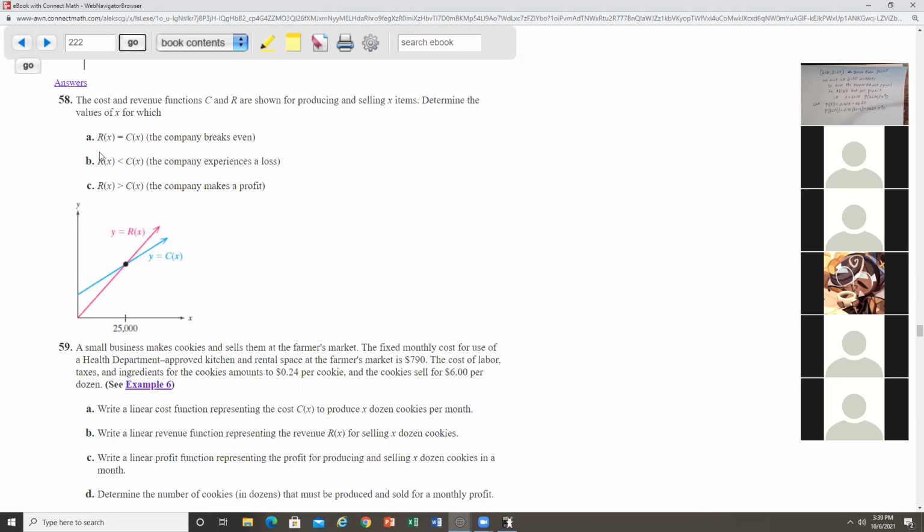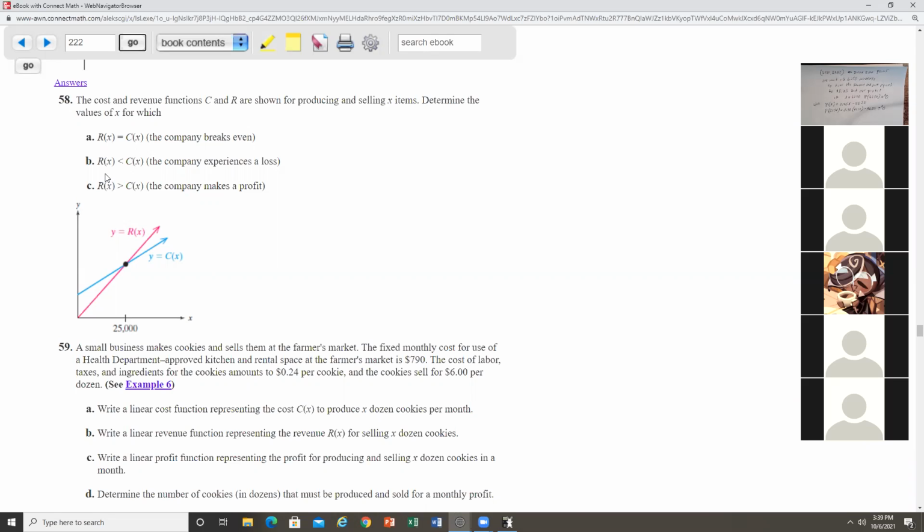For part A, in order for our revenue to be equal to the cost, that's called your break-even point. Ladies and gentlemen, how many widgets must we produce and sell to break even? X must be equal to what? What's X equal to at the break-even point? 25,000. We must manufacture and sell 25,000 widgets, ladies and gentlemen, to break even, where the revenue will be equal to the cost.